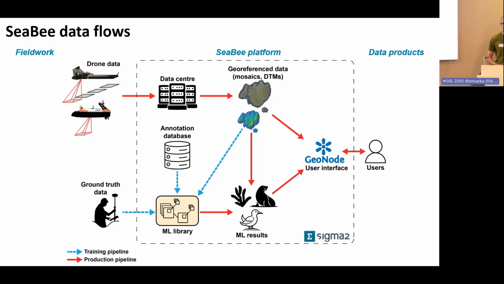In my presentation, I'm going to focus on the red arrows. So this is the production pipeline. These are the workflows that are running constantly, waiting for new data to be uploaded. And when we get new data, it gets picked up automatically, processed in a standard way, and then published so that it becomes available to people wanting to use the platform.